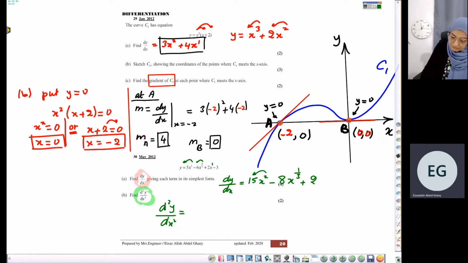Power goes down, decreases by 1. 2 times 15 is 30, x to the power of 1. And here, power goes down, decreases by 1. It is 8/3, x to the power of 1/3 minus 1 will be -2/3. What about the 2? The derivative of the 2, because it's constant, will be 0.